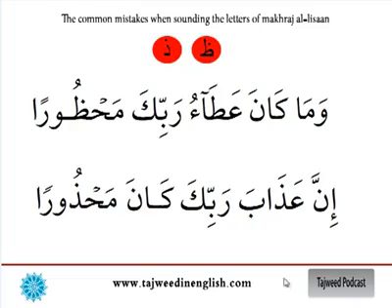So when we read وَمَا كَانَ عَطَاءُ رَبِّكَ مَحْظُورًا, محظورا, they all have tafkhim and they all have isti'la, as you can see. But when we read the bottom part, إِنَّ عَذَابَ رَبِّكَ كَانَ مَحْذُورًا, محذور, محظور, two different. Ra, of course, will remain the same.